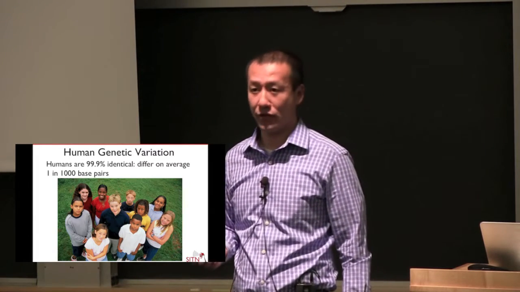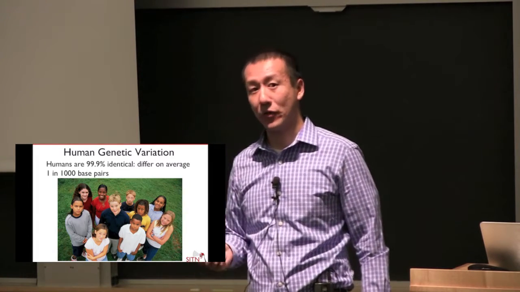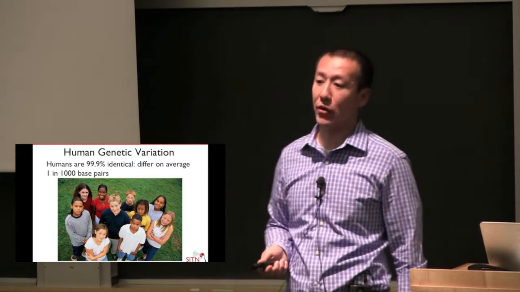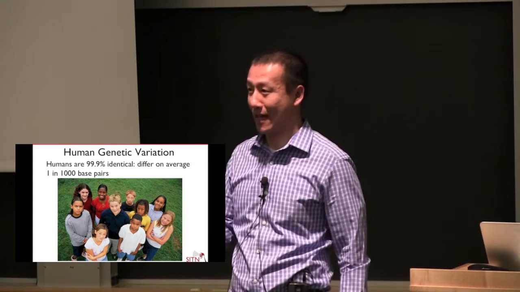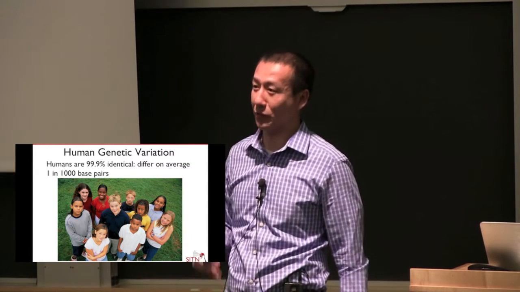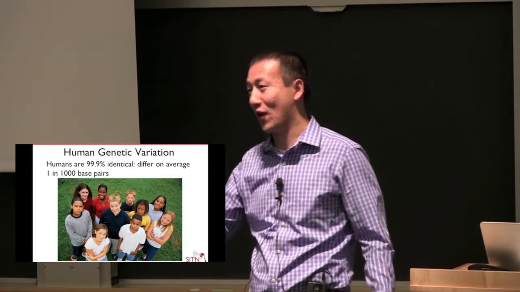That means that between you or I, or any two people in this room, we're different on average 1 in every 1,000 base pairs. Now, the human genome is 3 billion base pairs in length, and that means on average, each person carries about 3 million mutations in their genome. And that's a lot of mutations. Unfortunately, I'll tell you in a couple slides that most mutations have no effect. So if we had 3 million bad mutations, we'd all be really screwed.